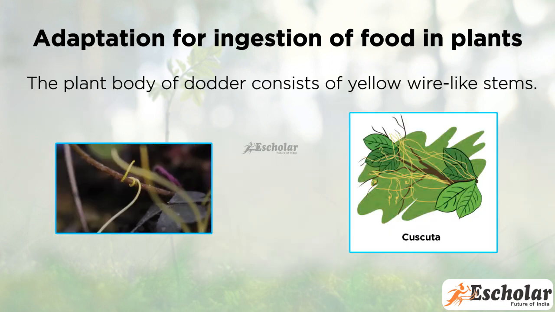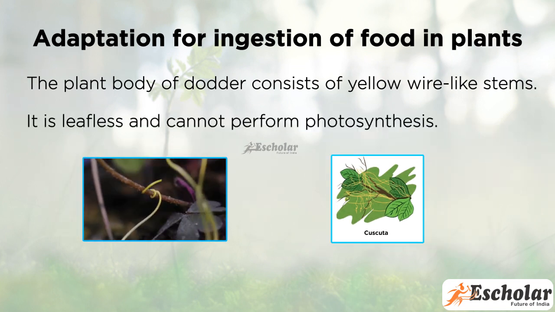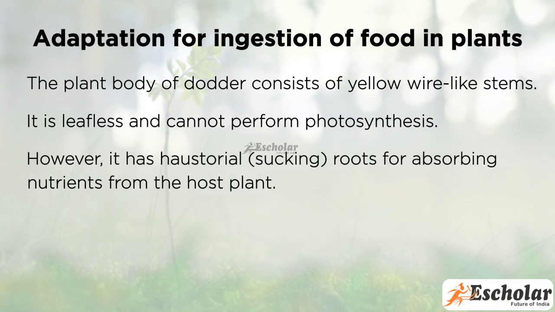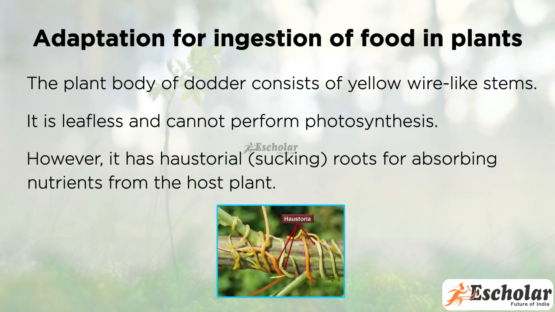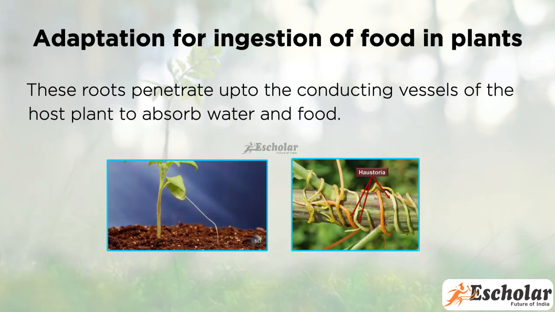The plant body of dodder consists of yellow wire-like stems. It is leafless and cannot perform photosynthesis. However, it has haustorial sucking roots for absorbing nutrients from the host plant. These roots penetrate up to the conducting vessels of the host plant to absorb water and food.